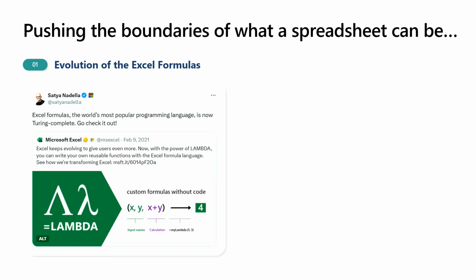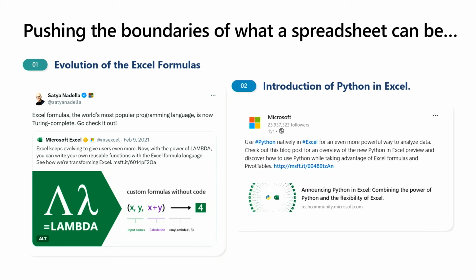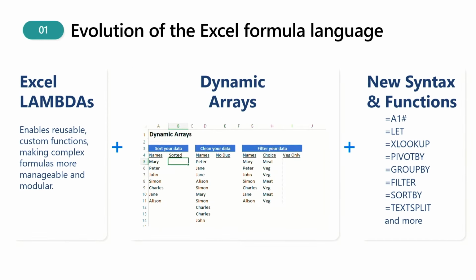So with innovations such as lambdas, Excel now essentially can compute any calculation directly in the Excel grid, therefore being Turing complete. The second innovation I want to talk about is the introduction of Python in Excel to the Excel grid, which brings the world of Python analytics directly into the hands of hundreds of millions of Excel users. Let's talk about formulas for a second.